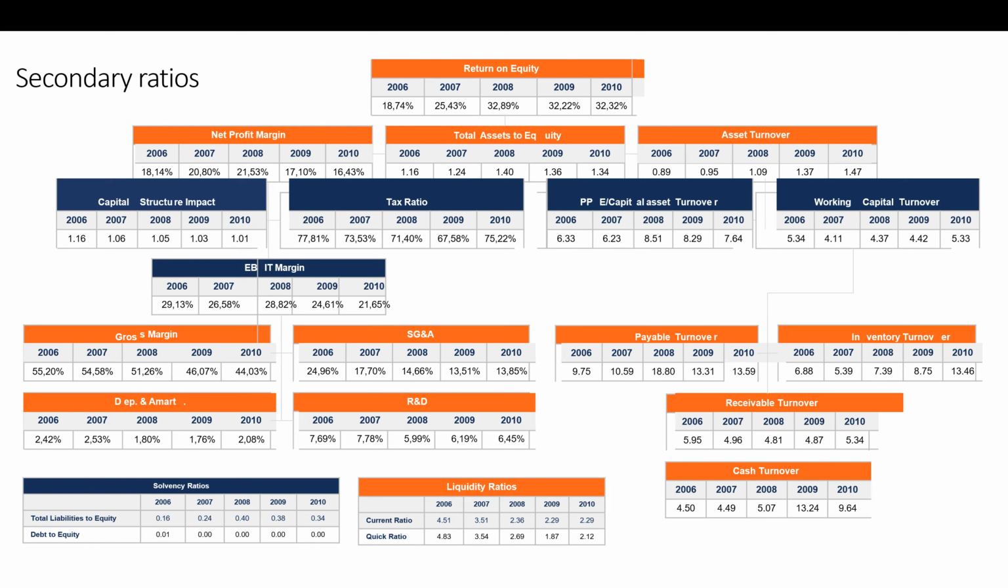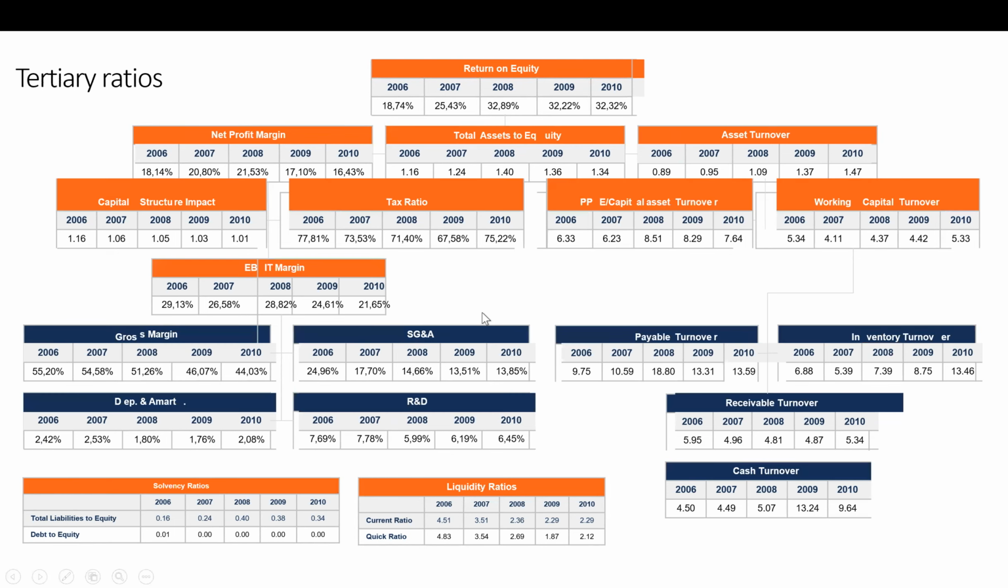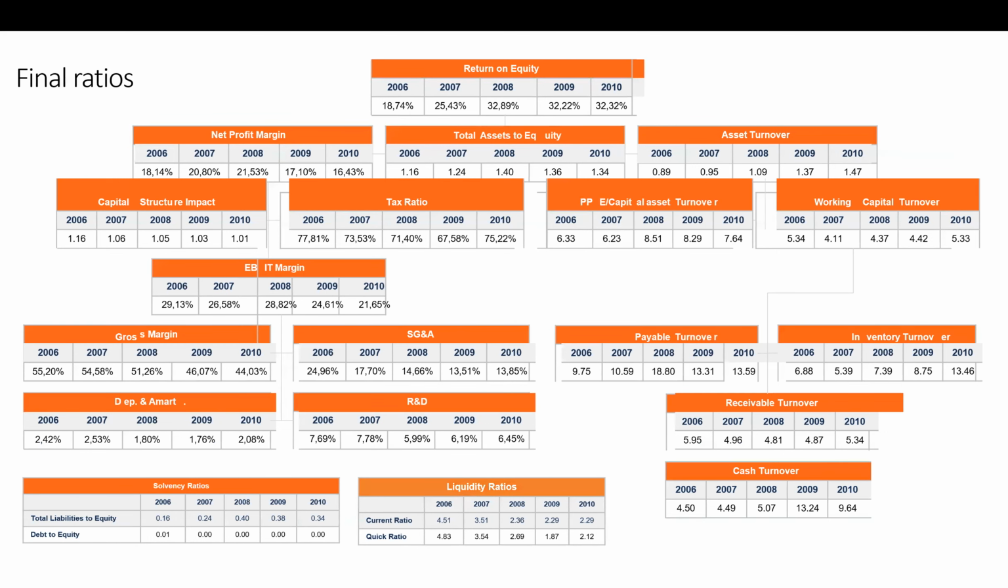Okay. The third portion of it is your tertiary ratios, right? We'll move on to the next slide, which is tertiary ratios, again a subpart of these secondary ratios: gross margin ratio, sales and administrative ratio, payable turnover ratio, inventory turnover ratio, right? Depreciation and amortization ratio, R&D ratio, receivable turnover, cash turnover ratios, right? All these are your tertiary ratios, which are subparts of your secondary ratios. And then you come up with your final ratio analysis, right?